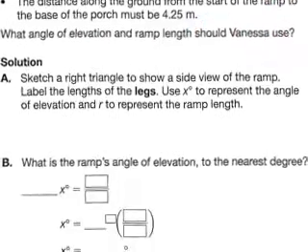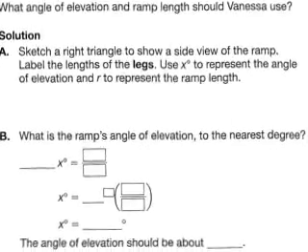The first thing that they say is they tell us to sketch a right triangle to show a side view of the ramp. Label the lengths of the legs. Use x degrees to represent the angle of elevation and R to represent the ramp length. So we're going to draw our triangle. And they only gave us this tiny little spot to do that in.